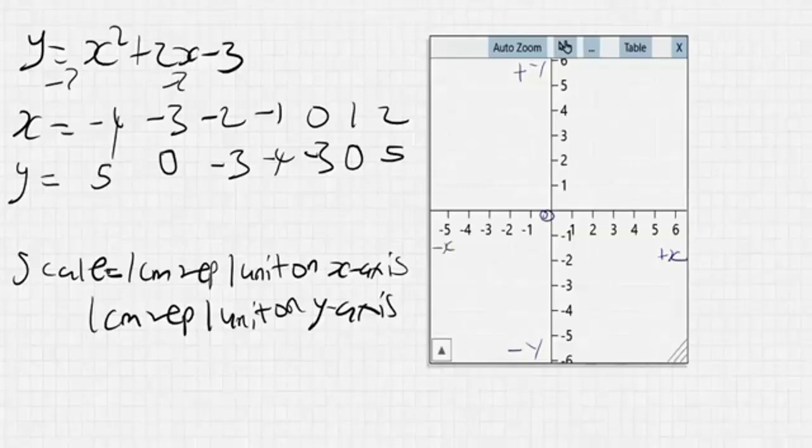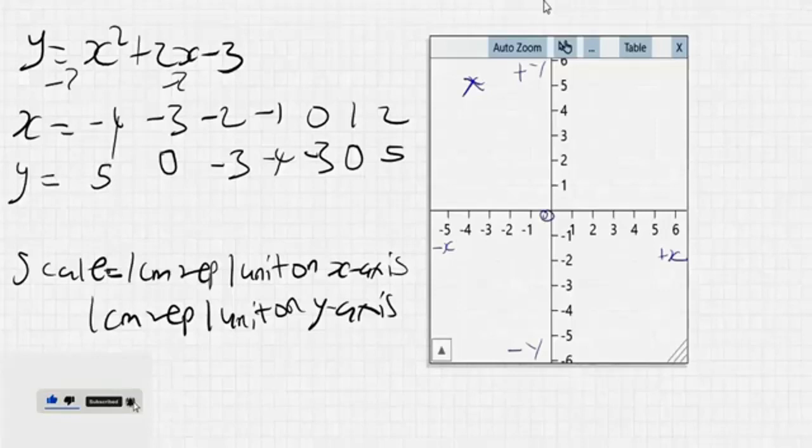Let's go ahead and get the points very fast now. When x is negative 4, y is 5. When you trace it here, these are 5, so this is where the point is going to be. The point will be somewhere here.